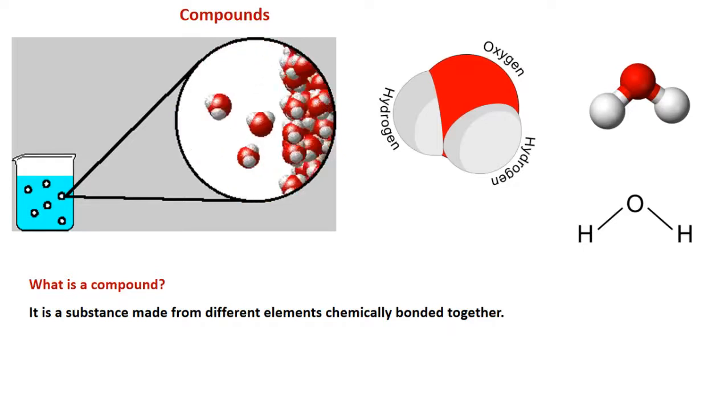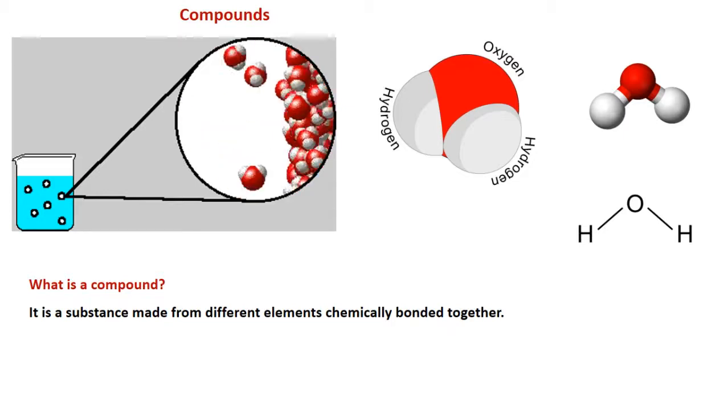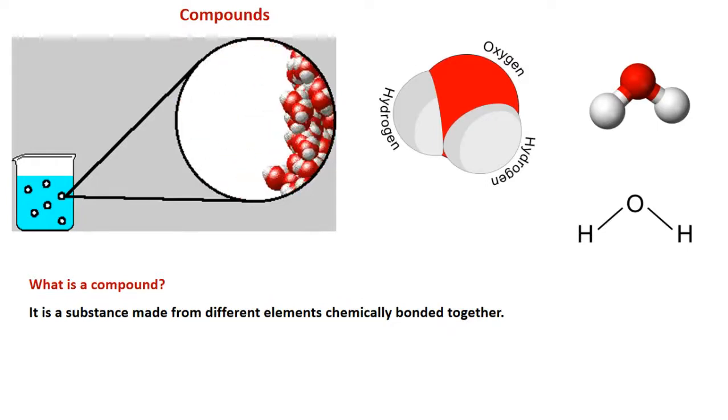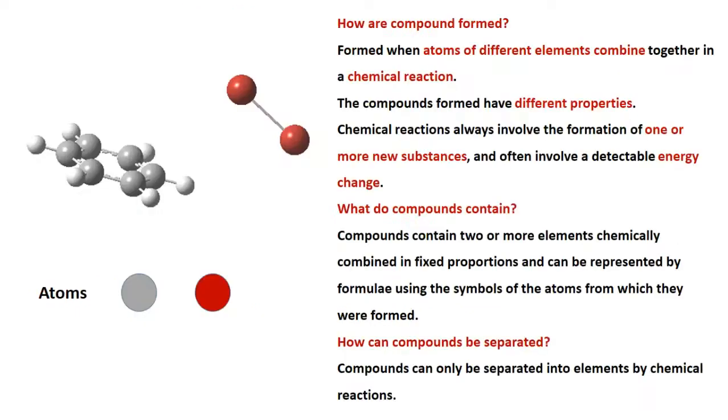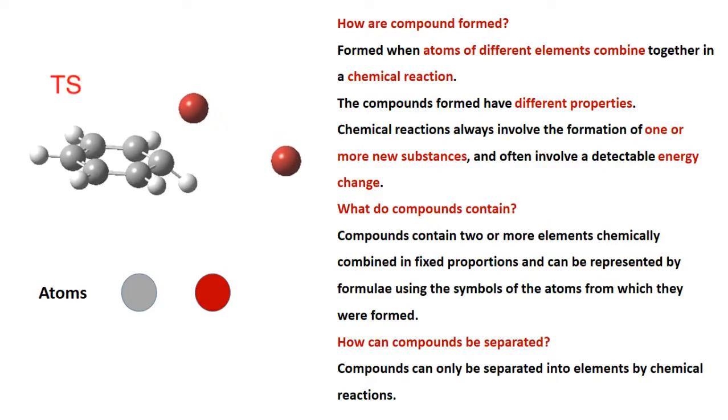When we come to drawing it using the stick method, you can see I've used some sticks, or lines, to join the oxygen to hydrogen and hydrogen. That shows the chemical bond between hydrogen and oxygen. This makes it a compound. Why? Because it's made from atoms of different elements that are chemically bonded together. How are compounds formed? Let's have a look at this animation. It's very, very slow for you to be able to see what's happening.